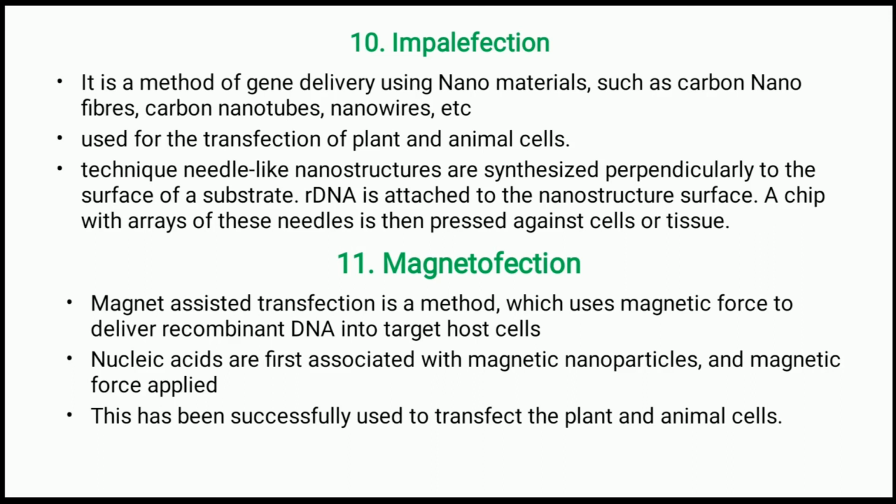Another method is called magnetofection. Here the magnet assisted transfection method uses magnetic forces to deliver recombinant DNA into the target host cells. The nucleic acids are first associated with magnetic nanoparticles and then the magnetic force is applied. Through the magnetic force, the recombinant DNA enters inside the host cell.